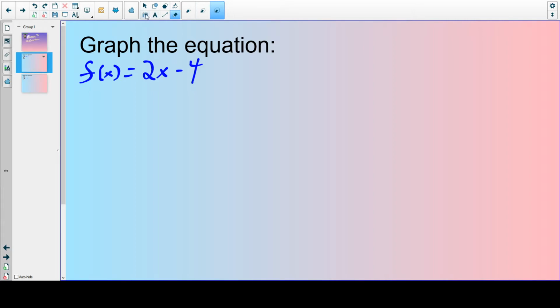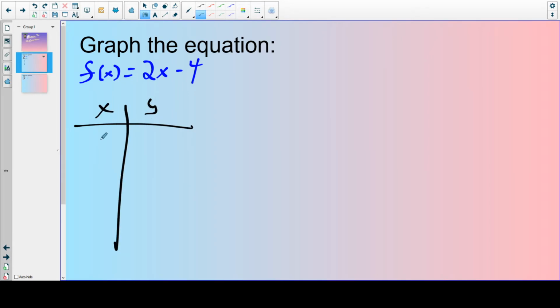Now, what you were taught in the past is you can make a table. You can have your inputs and outputs, and then you can start substituting in numbers, right? So 0, -4, 2, that's -2, and so on and so forth, right? And then you would have to take those points and then graph. But with the graphing calculator, it makes things much easier.